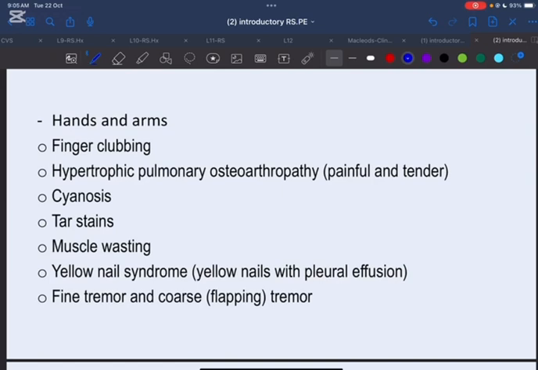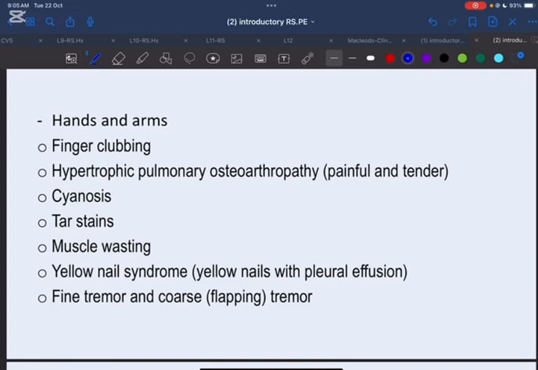Yellow nail syndrome, from its name, they have yellow nails, pleural effusions, and they have lymphatic duct obstruction. Sometimes it is related to malignancies, might be secondary or might be a primary syndrome. Secondary is often lymphomas, which obstruct the lymphatic ducts, and this is quite important. And the pleural effusion sometimes might be a chylothorax associated with this syndrome, which has high triglycerides.